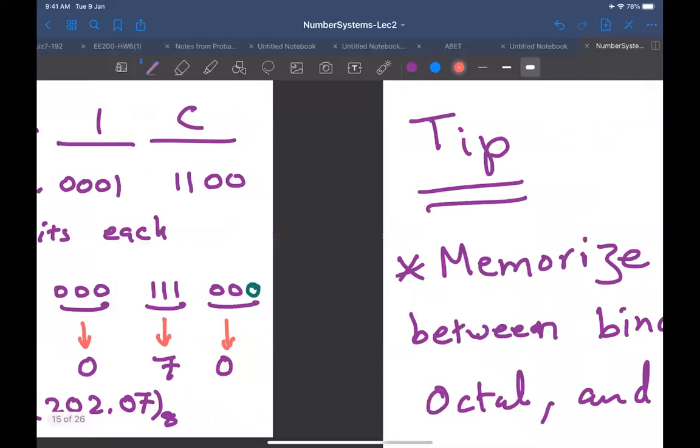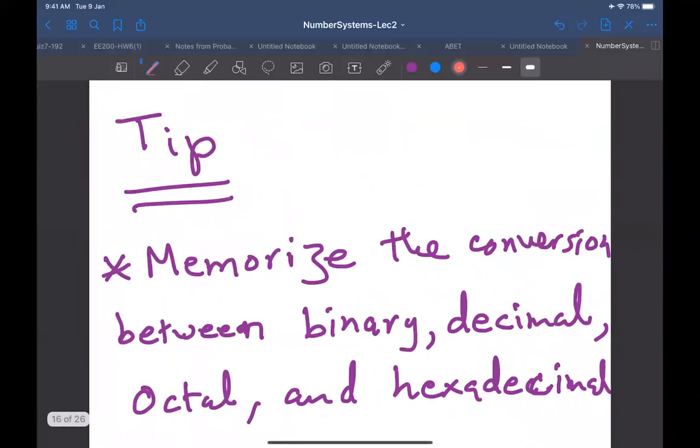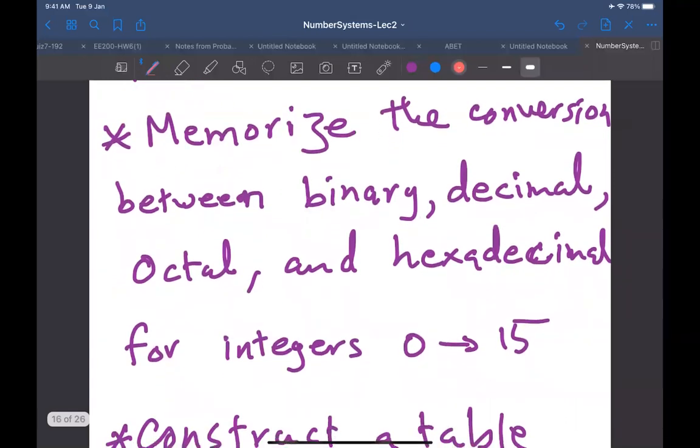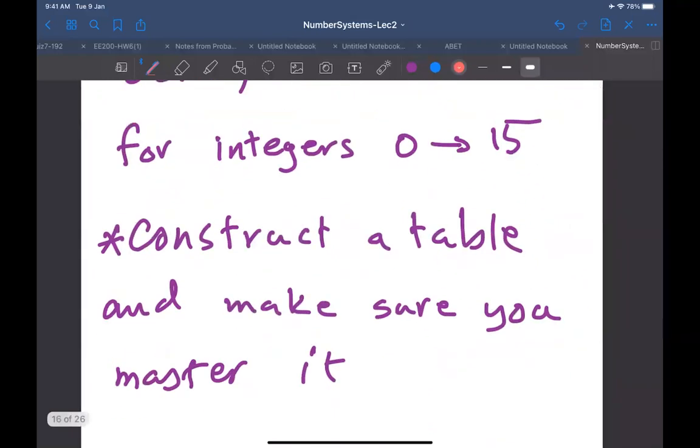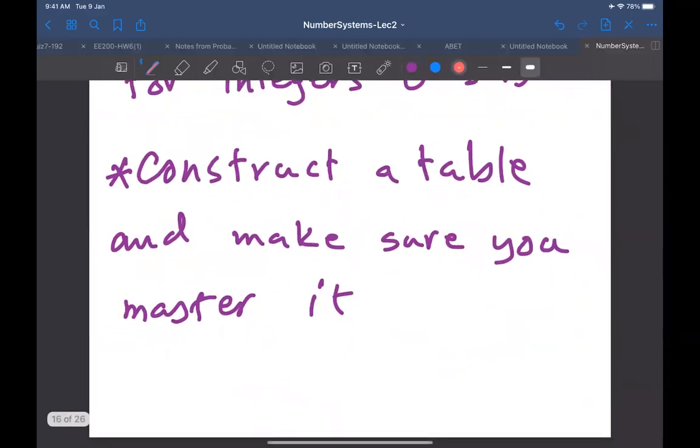Now, here are some tips to help you boost the performance of your problem solving in number systems. You should memorize, as I told you earlier, the conversion between binary, decimal, octal, and hexadecimal for the first 16 integers, from 0 to 15. You should construct a table and make sure that you master it.